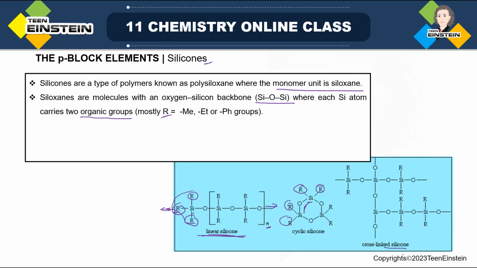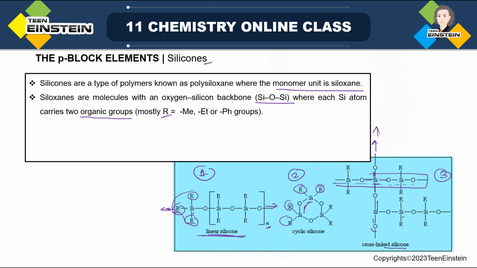The third one is cross-linked silicone. In cross-linked silicone, if you look at this part, it is just like linear silicone. That is the first structure. Suppose this is number 1, this is number 2, this is number 3. If you focus on this part, it is just like the first structure. But see, this silicon is attached not just to oxygen, but also to 2 more oxygens. That means this side, the chain can be continued. Also, downward, the chain can be continued.